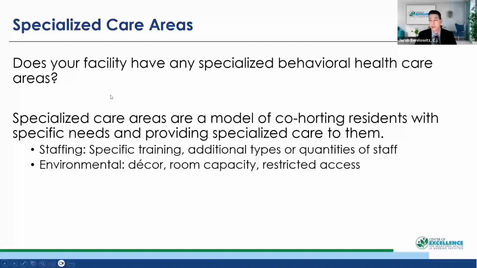Specialized care areas. So that's a model of cohorting residents who have specific needs. And sometimes that's done for behavioral health. Now, this doesn't need to mean that it's a restricted access or a locked unit. It could just mean cohorting residents together and then providing a different staffing model for that area, a different physical layout for that area of the facility. Maybe it's all private rooms. Maybe there's a different decor that's used in that space that's more appropriate for that population. Maybe the staff receives additional training, or maybe that's where you assign that specialist that we were talking about earlier to kind of help out and work with the residents.